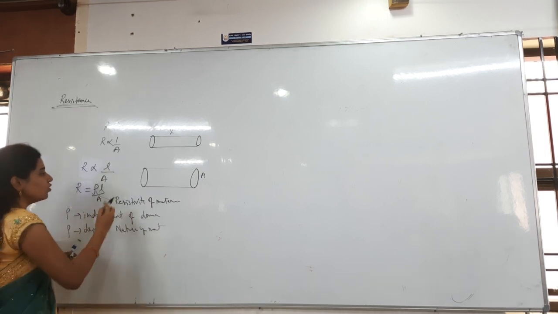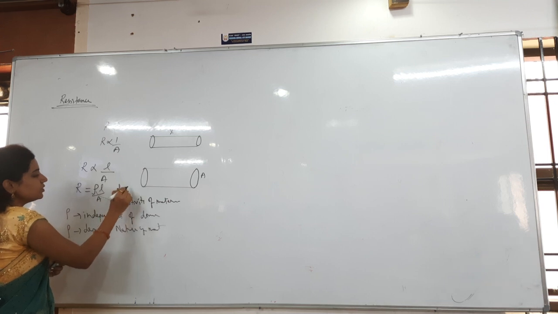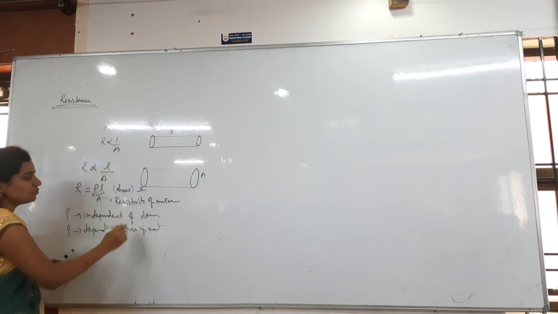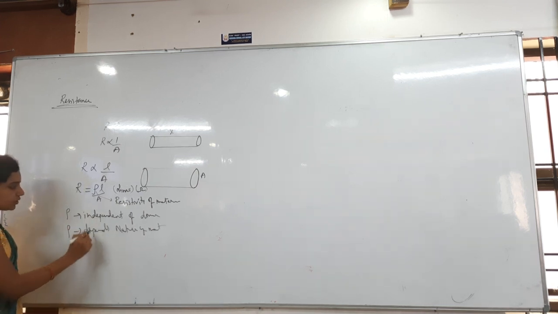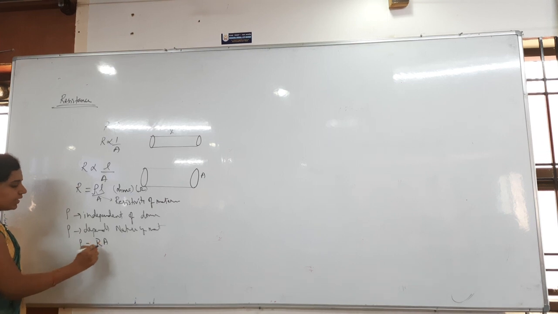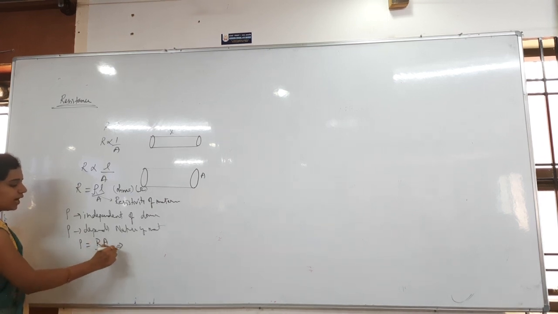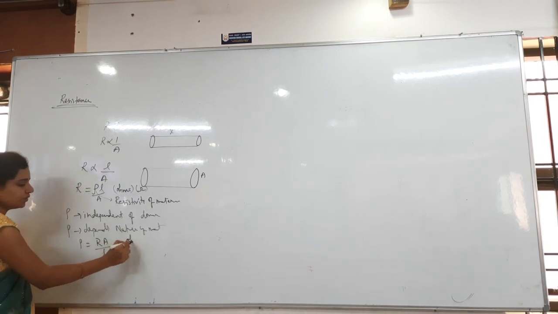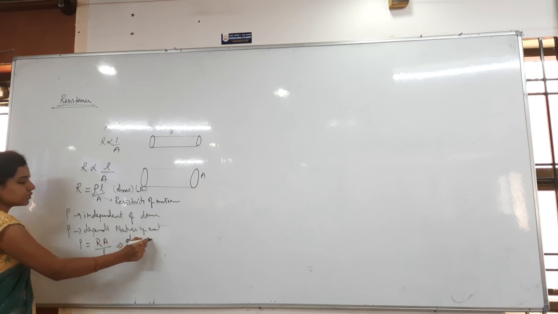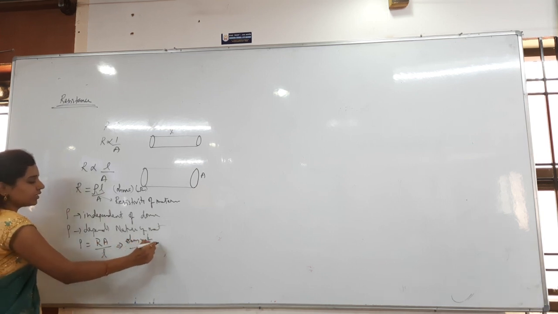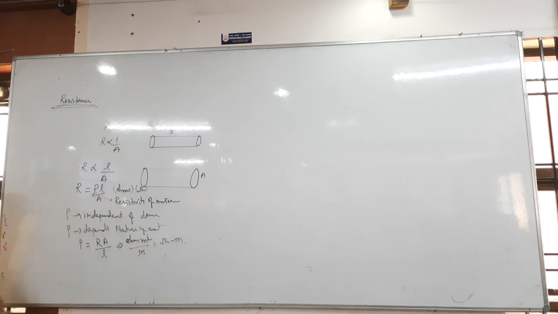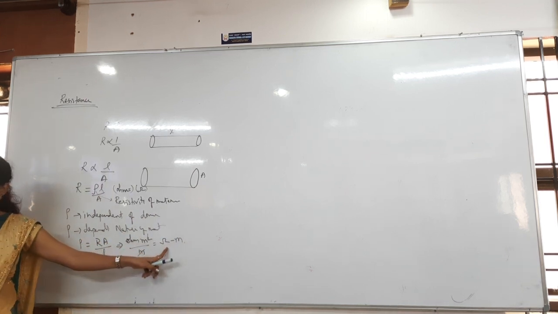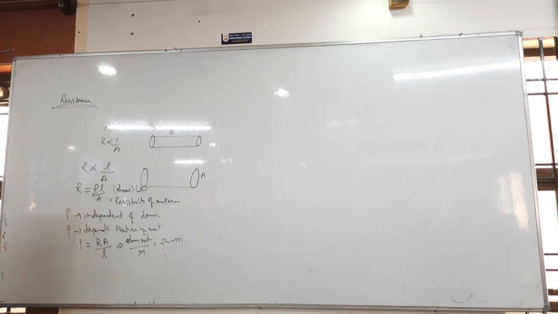Resistance units are ohms, otherwise I can take the ohm symbol, this one. Clear? And then resistivity: rho is equal to R A by L. So R is ohm, and this one is meter square by meter. So what can I write here clearly? Ohm meter. This is the omega symbol we use for the ohm. Clear? That is about resistance.